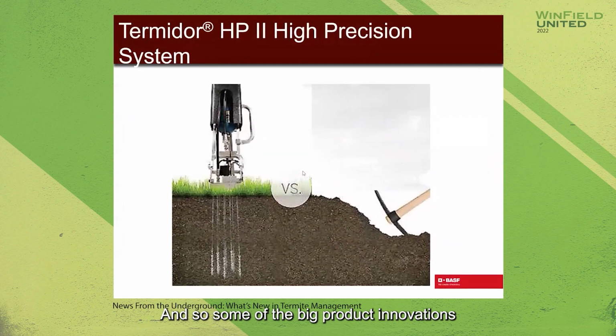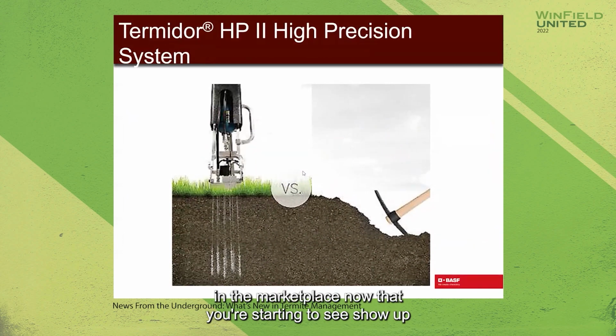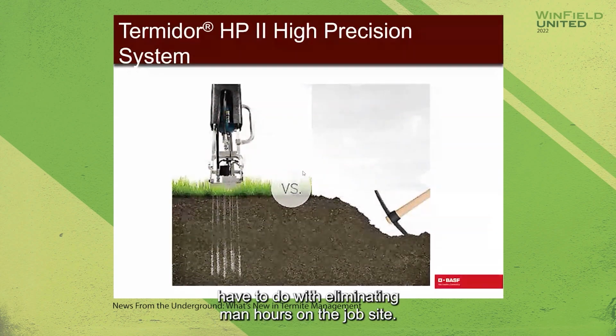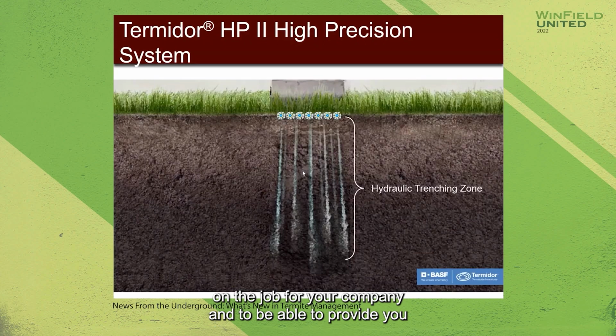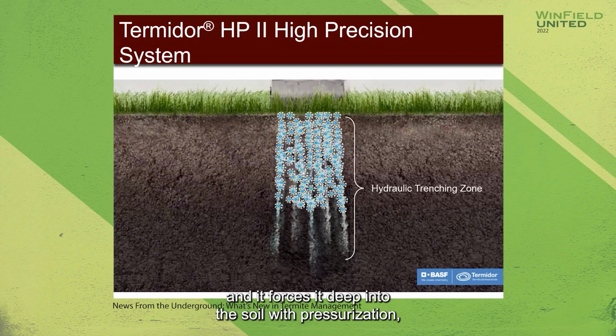And so some of the big product innovations in the marketplace now that you're starting to see show up have to do with eliminating man hours on the job site. And so if you're familiar with this product, the Termidor HP2 high precision injection system, all this device is designed to do is to eliminate man hours on the job for your company, and to be able to provide you a little bit better competitive bid for your customers. So the way this device works, it mixes your chemical, it applies the proper aliquot of chemical to the soil, and it forces it deep into the soil with pressurization.